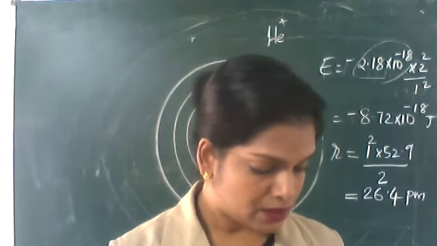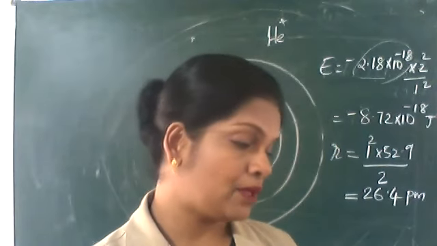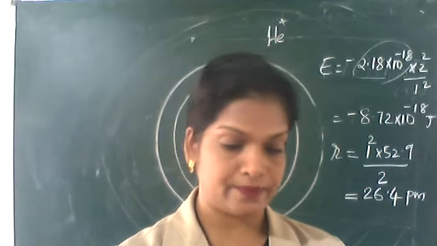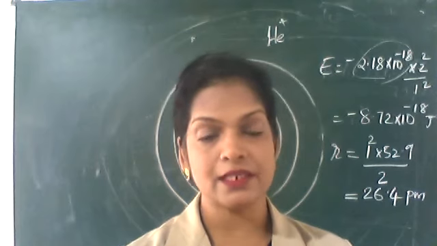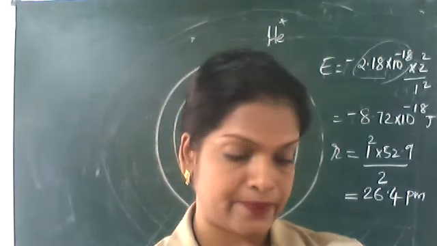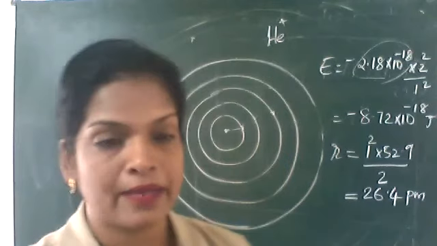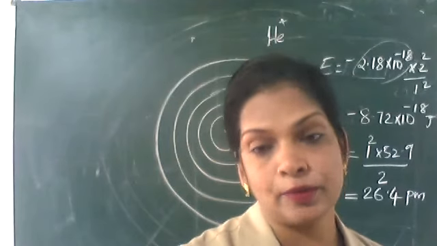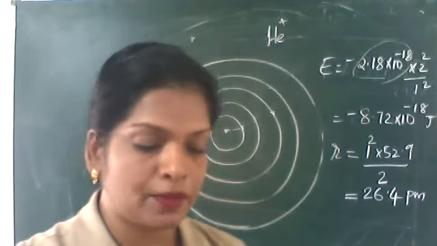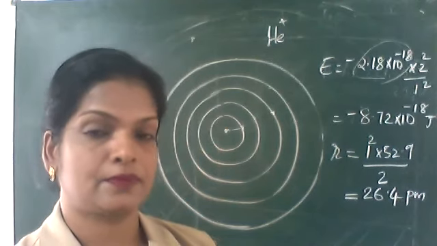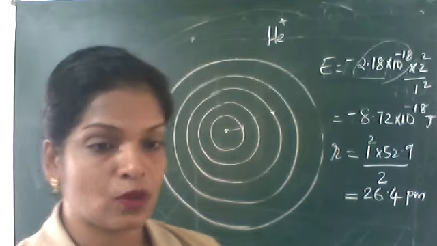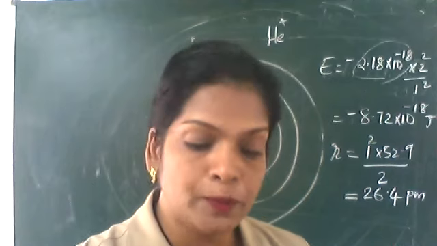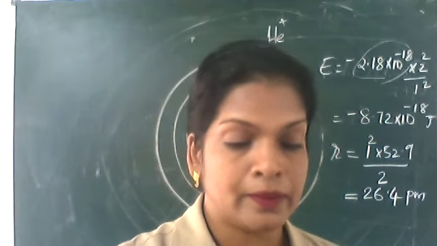Next question. In which case is the electron more closer towards the nucleus? I am giving you H, He plus, Li2 plus, Be3 plus. Once again, H, He plus, Li2 plus, Be3 plus.